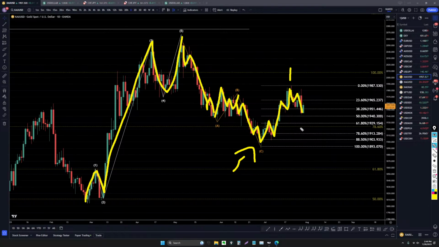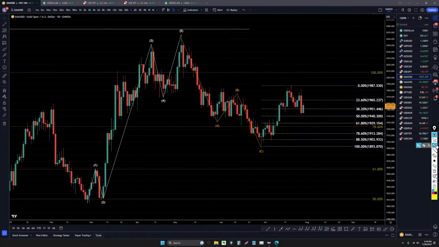This looks to me like an ABC of 2. I'm starting to wonder if gold is going to keep on going up for wave 3. I believe gold is going to go up and take out these highs and probably make all-time highs on gold.